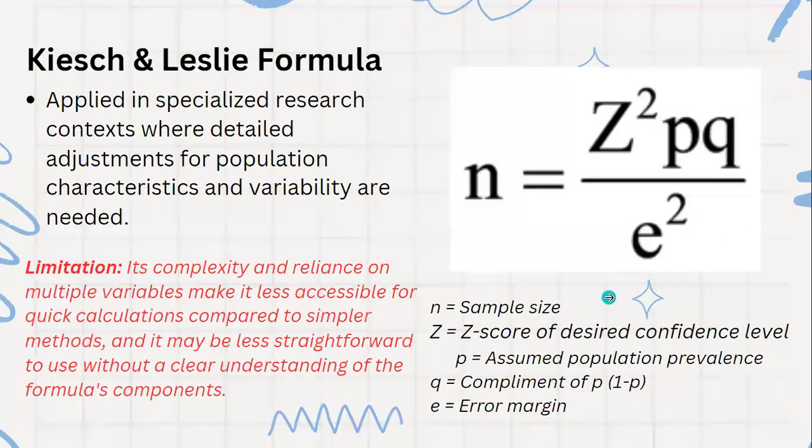The other very common one is what we call the Christian and Leslie formula, and it is applied in specialized research contexts where detailed adjustments for population characteristics are needed.